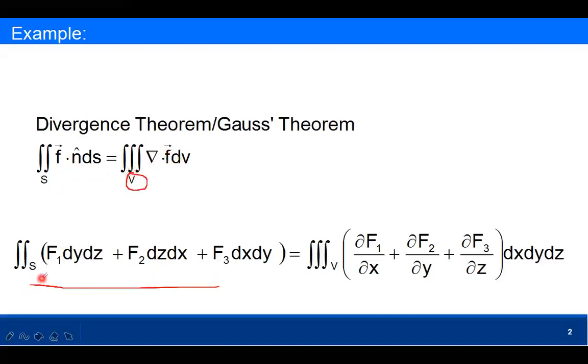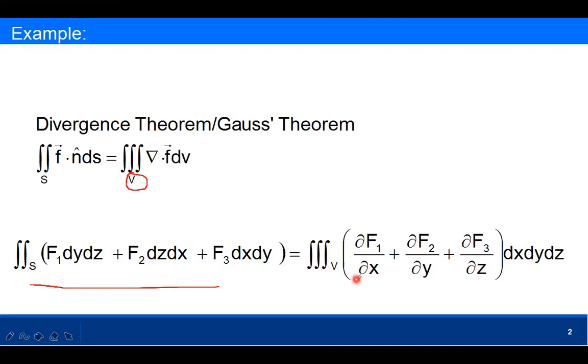Double integral of f1 dy dz plus f2 dz dx plus f3 dx dy over the surface S is equal to triple integral of dou f1 by dou x plus dou f2 by dou y plus dou f3 by dou z dx dy dz over the volume V.